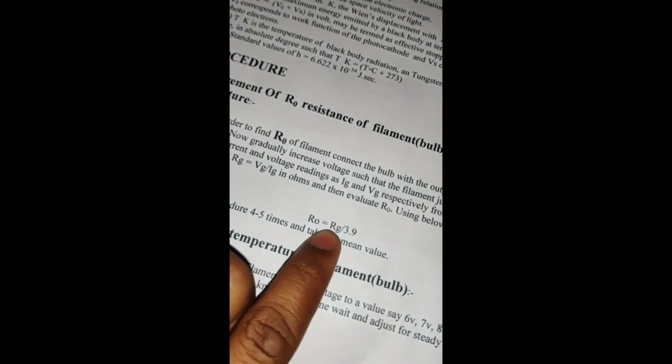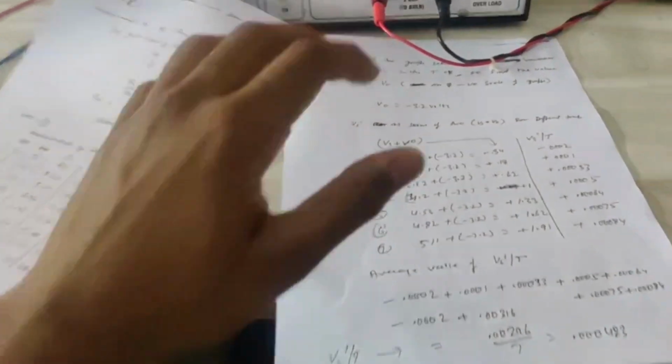We will calculate RG by V upon I and it will be 2 ohm, and then for R0 we will put the value of RG into the formula to calculate R0 and it will be 0.52 ohm approximately. Now the experimental part is over and the calculation part is left.